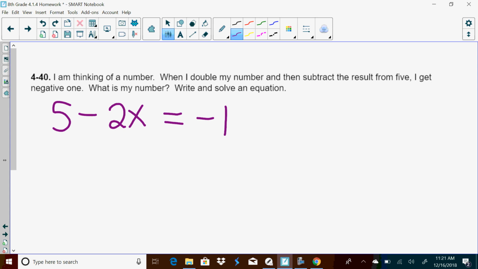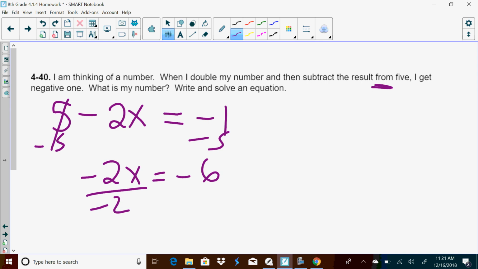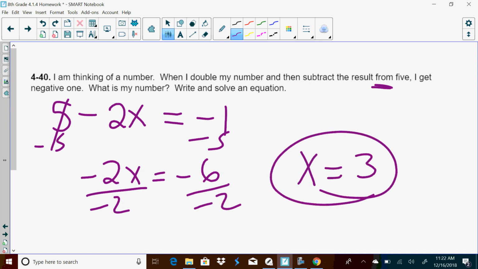The majority of people wrote 2x minus 5 equals negative 1, but this wording means that the 5 comes first. So I'm going to subtract 5 from both sides. I get negative 2x equals negative 6. Divide by negative 2, and I end up with x equals 3. So you want to be careful about these words.